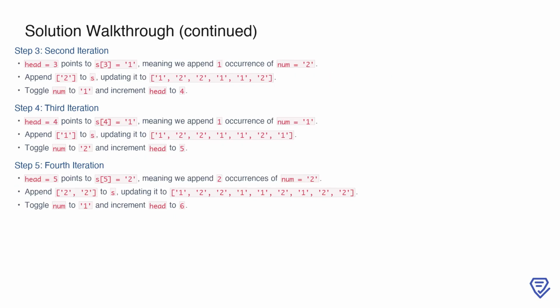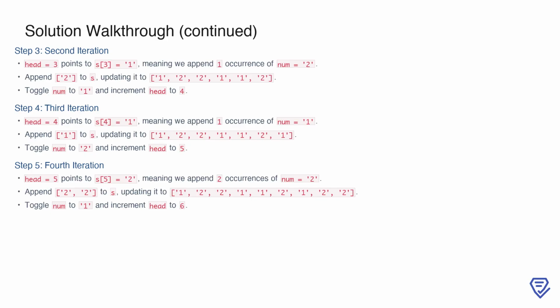Continuing, in the second iteration, head points to s[3], which is 1. This indicates that we append 1 occurrence of the current number equals 2. Adding 2 updates the sequence to 1, 2, 2, 1, 1, 2. We toggle number back to 1 and increment head to 4.